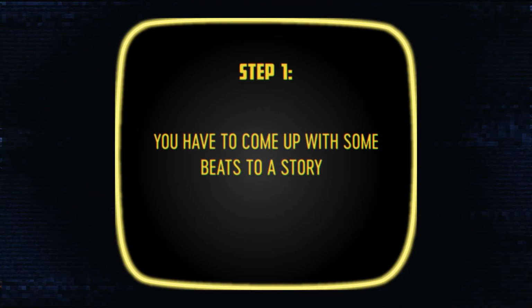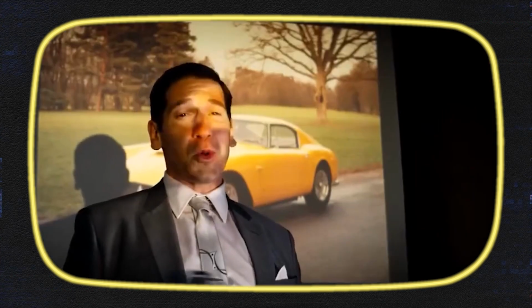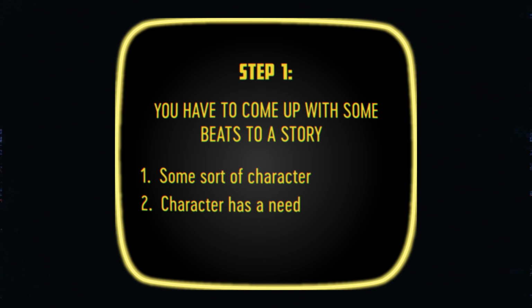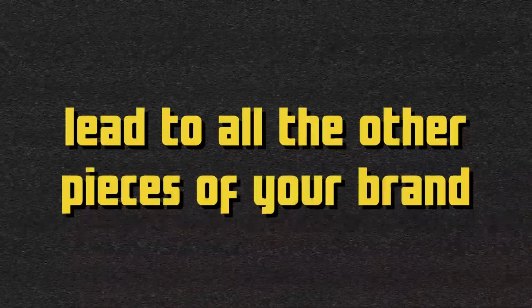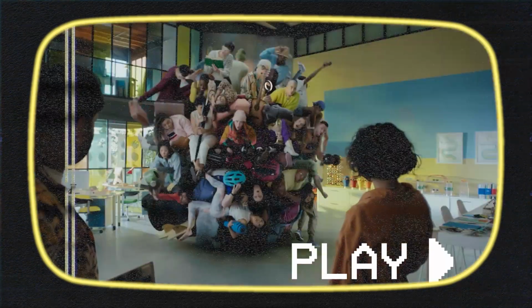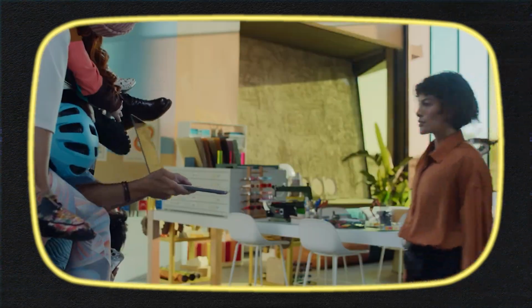When you start to make a video, one of the first things you do is you have to come up with some beats to a story. The beats to a story are very, very similar to the basics of the pitch you're going to make for your company. So we start out with some sort of character. This character has a need. That need is solved with your product, right? The basics of storytelling lead to all the other pieces of your brand that you're going to need. Your copy is generally based around a person who has a need. The need is fulfilled by your product.